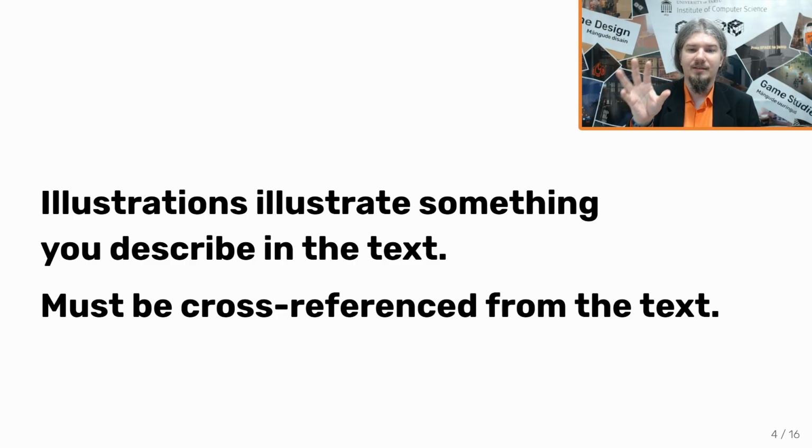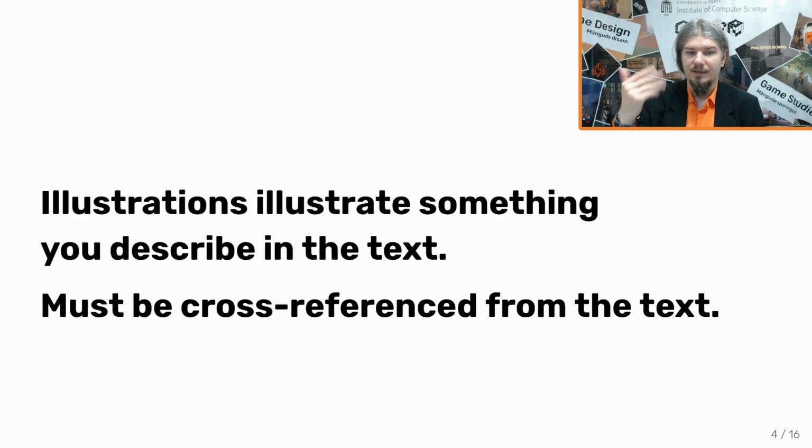But it should still be described in the text. So an illustration by itself is not enough. It needs to be cross-referenced from the text and described in a reasonable way, and it should illustrate some point that you're making in the text itself. If you have some graphs about the data, you don't have to describe the entire data set and the entire graph in the text, of course, but there should be some key points that you want to bring out from that graph, and those you describe in the text.